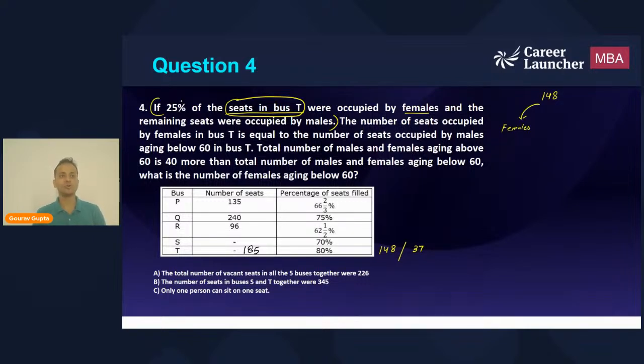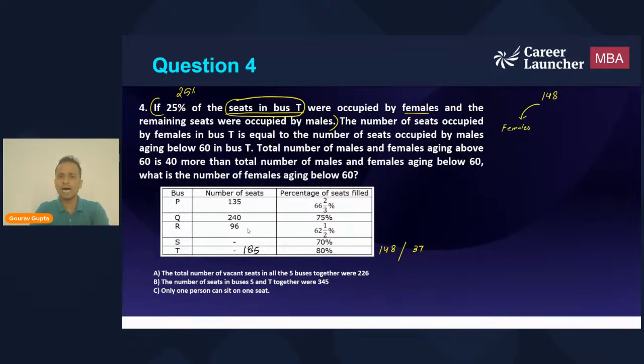So this 25%, you are calculating it on the number of occupied seats. That is, you are calculating 25% of 120, 148. But 25% of the seats in bus T has to be calculated. So 25% of 185. अब 185 का 25% तो कर नहीं सकते, right, Khushi? So Khushi, you have written 46.5, sorry, 46.25, which is not correct.